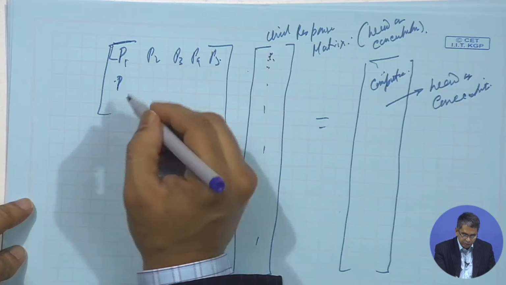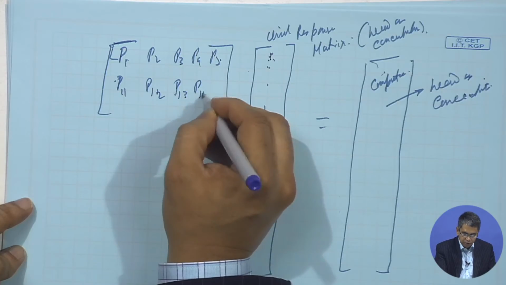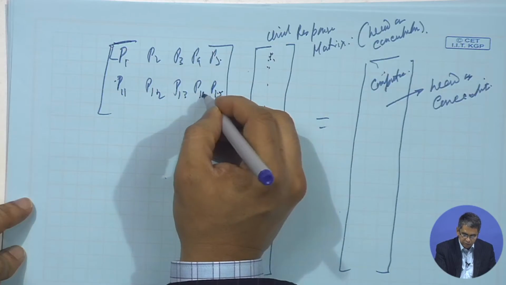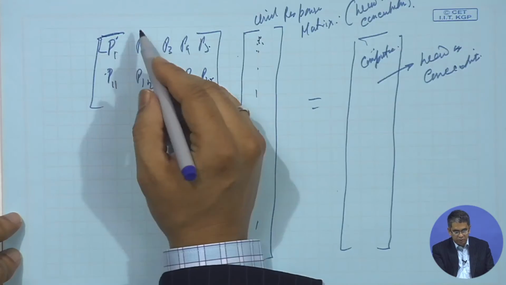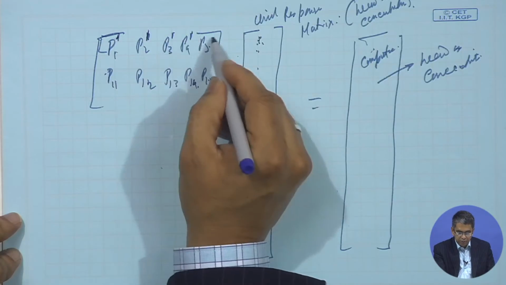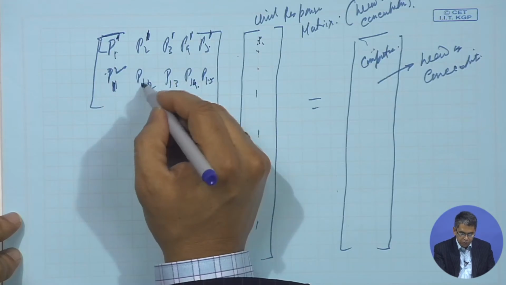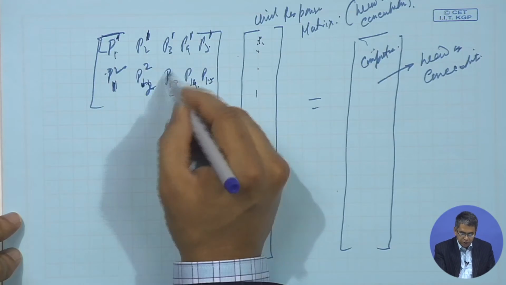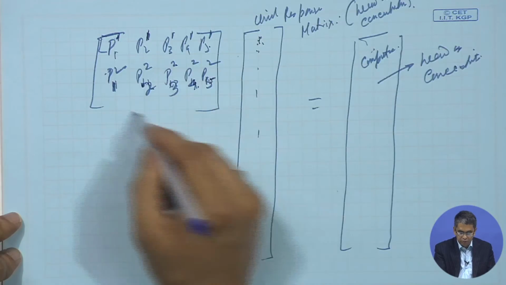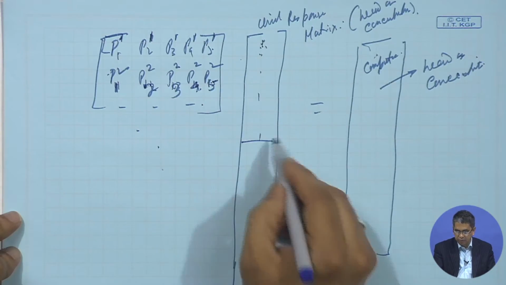Next time period you have maybe P11, P12, P13, P14, or P15 or something. Or I can put a time also over here: time period equal to 1, time period equal to 1, and maybe this is P1 at time period 2, this is P2 at time period 2, this is P3 at time period 2, P4 at time period 2, P5 at time period 2. So you'll get this, and this goes on depending on how many you have.